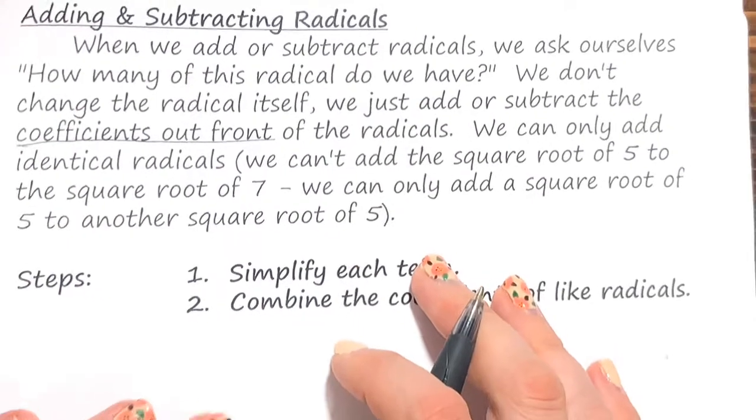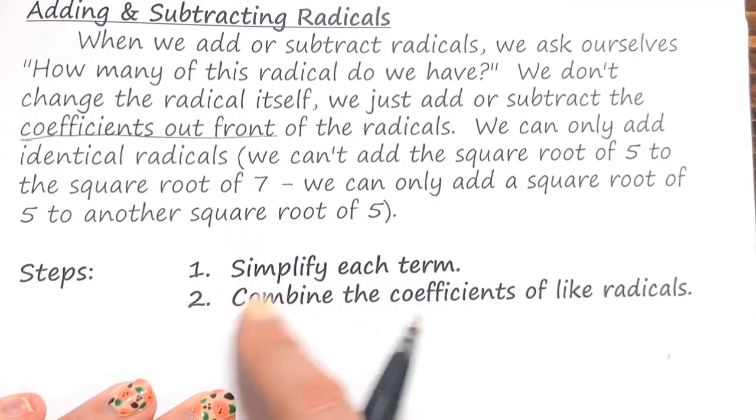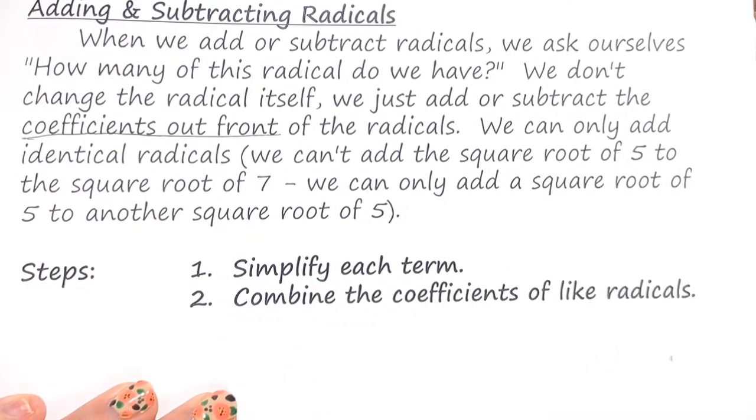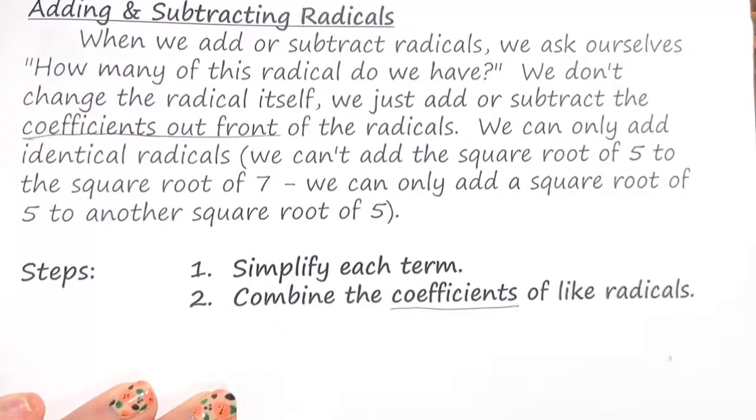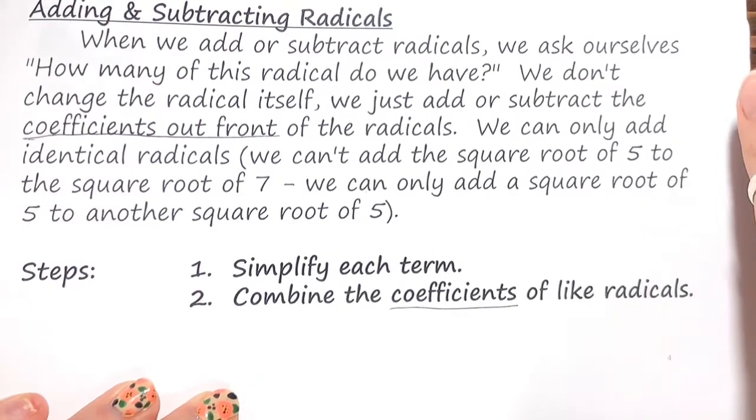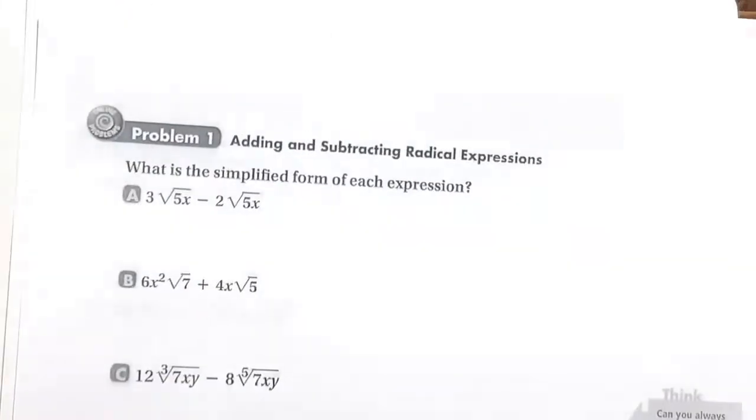So here are your steps that you're going to follow. First, you want to simplify if you can, just like what you're practicing. And then we're going to combine the coefficients. Remember, the coefficients are the numbers that are out front of the radicals. So let's start with some easy ones.